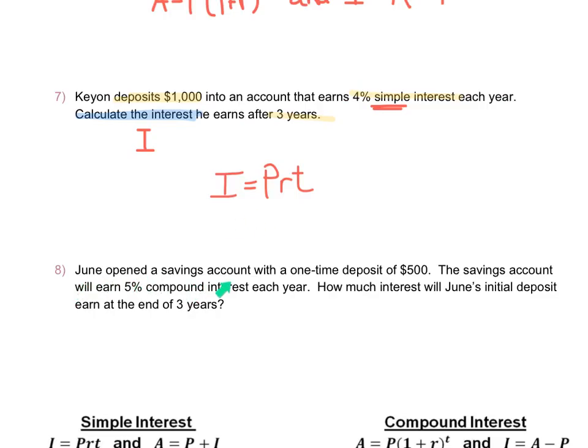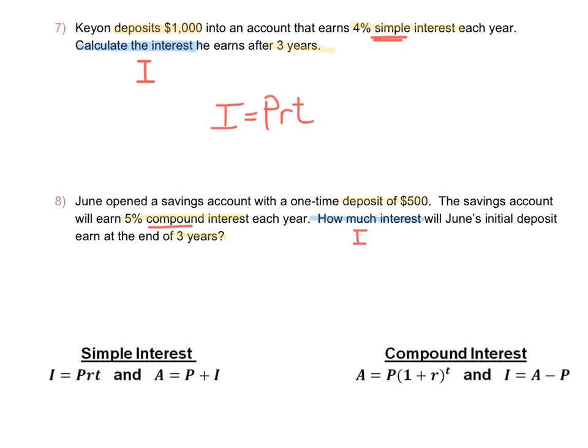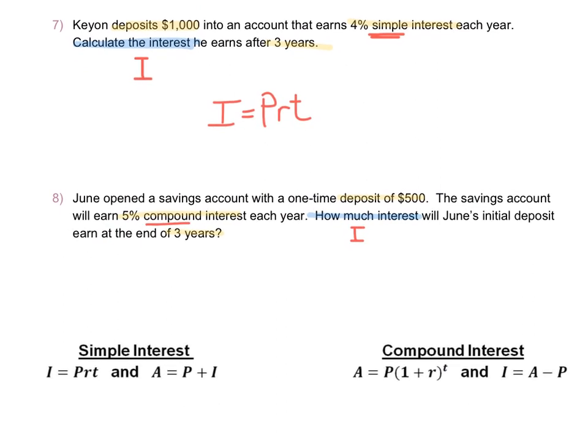Number 8, June opened a savings account with a one-time deposit of $500. The savings account will earn 5% compound interest each year. How much interest will June's initial deposit earn at the end of 3 years? So this one wants the interest, so that's going to be the I, and it is a compound question. Now if I look at the formulas, I have the simple interest formula, no, but I want the compound interest formula. So make sure you're looking at the correct formulas. If we want the interest, we're first going to have to find the A, the account balance, do our calculations, and then from there we can find the I by subtracting the account balance minus the principal.